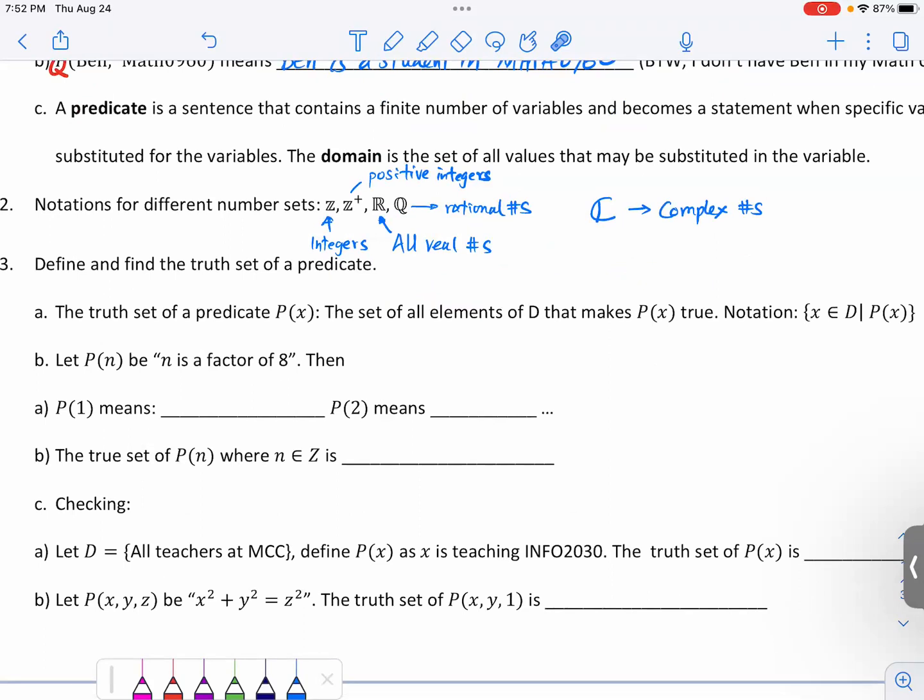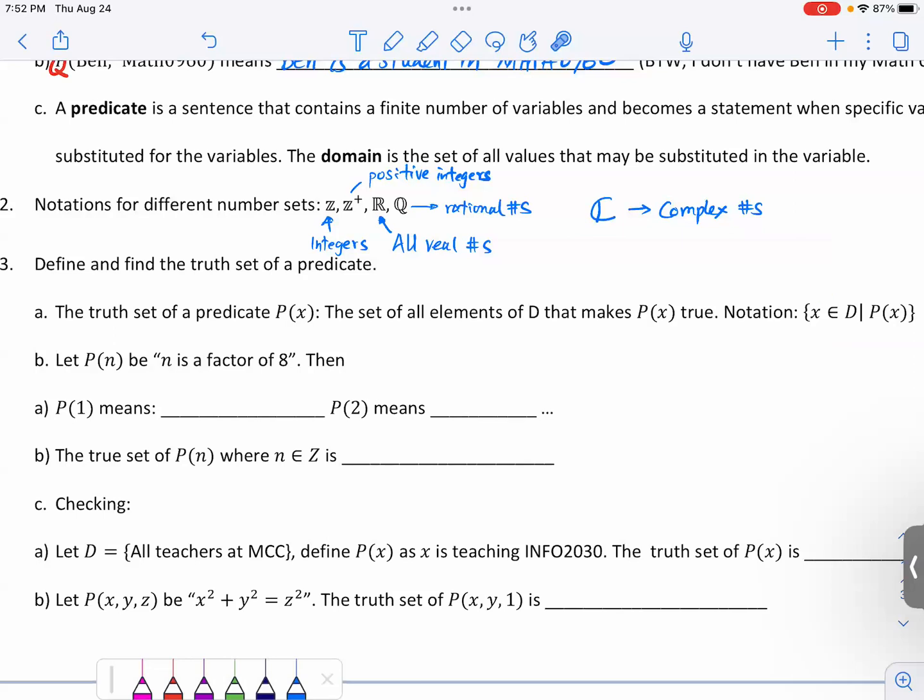So let's define and find the truth set of a predicate. That means we're going to look for the values, the collection of all the values, which is the so-called truth set, so that a predicate is true. The truth set of a predicate means the set of all elements of the domain that makes P(x) true. And here's the notation we're going to use.